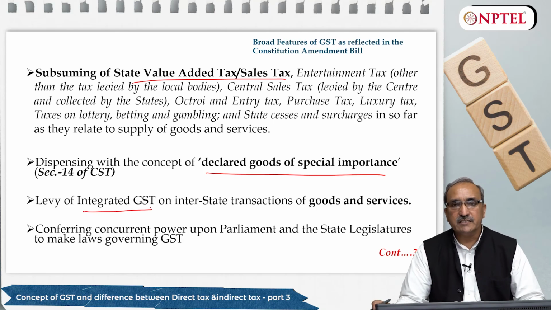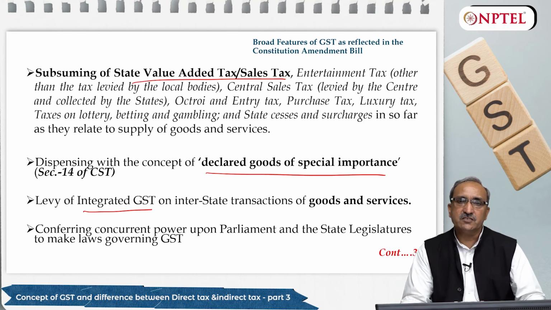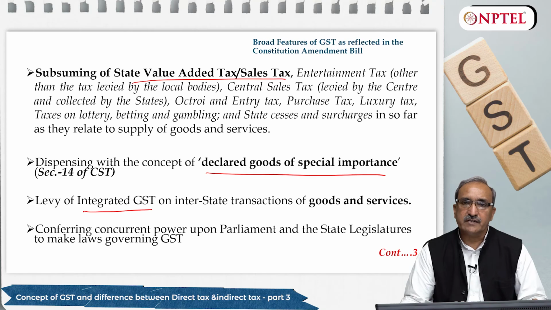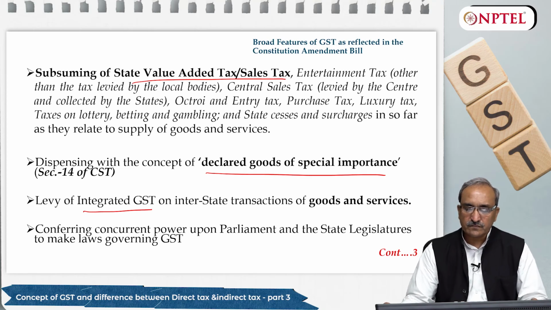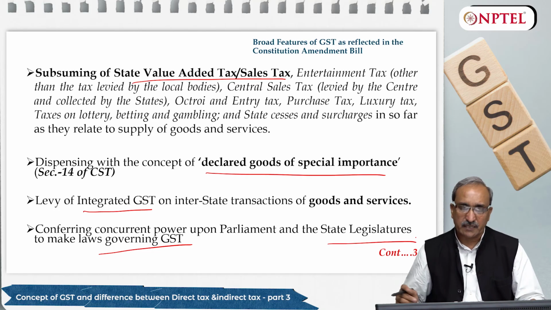Then charging of IGST: earlier, during interstate transactions, the interstate transaction concept was in CST, in VAT, not in excise duty. So it was only in the CST Act. Now in GST that concept changed, and it was brought to the central government also, and the IGST concept was brought for interstate transactions. Then confirming concurrent powers with parliament and state assemblies, because whenever you have an amendment in the constitution, you need to take into confidence the state legislature assemblies also.